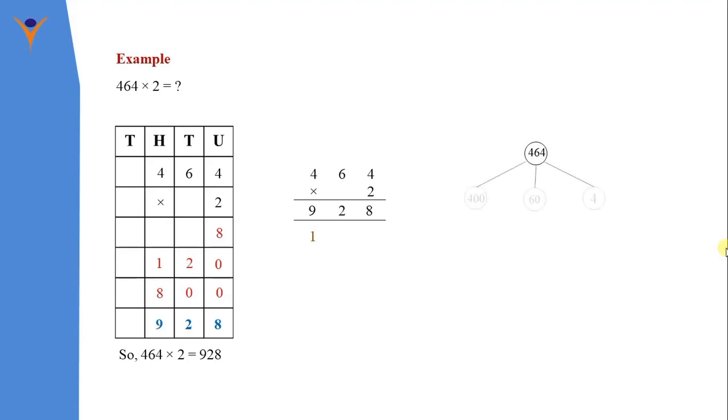And now if we use the nested diagram to answer the same question, we're going to partition this as 400, 60 and then 4. Good. So let's multiply by 2. 2 times 400 is 800. 2 times 60 is 120. And then 2 times 4 is 8. So adding, we have 800 plus 120 plus 8. When we add that, we have 928.